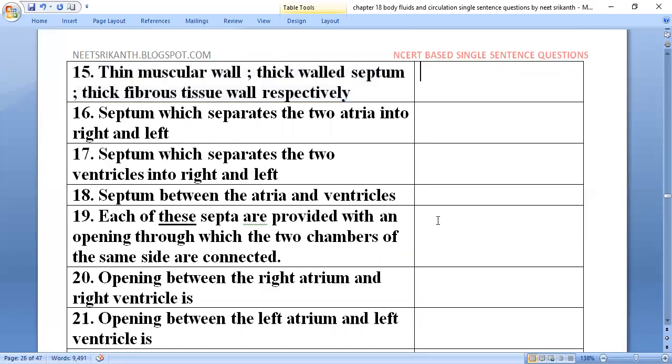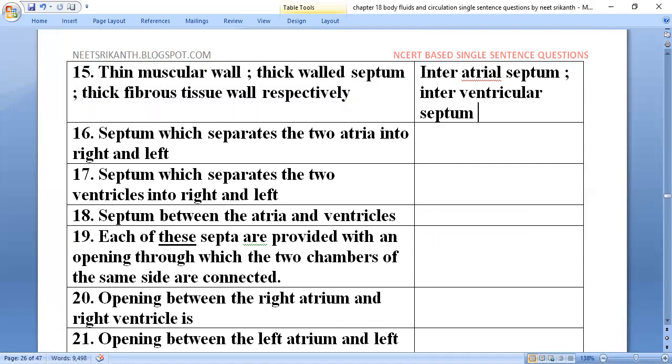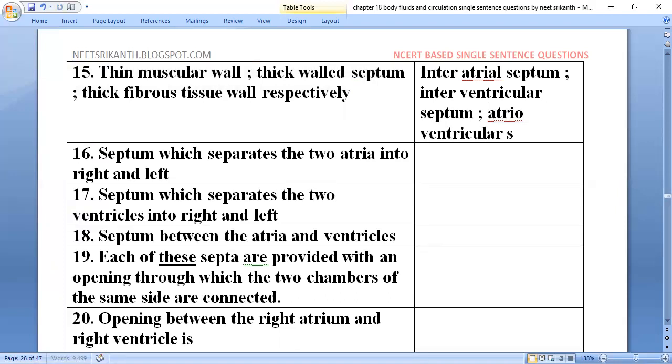Thin muscular wall, interatrial septum. Thick-walled septum, interventricular septum. Thick fibrous tissue wall, atrioventricular septum.